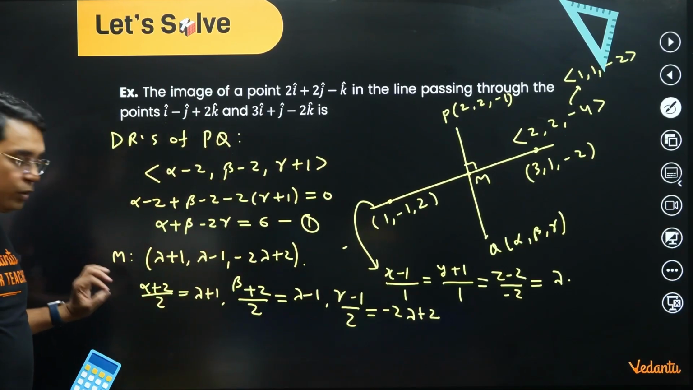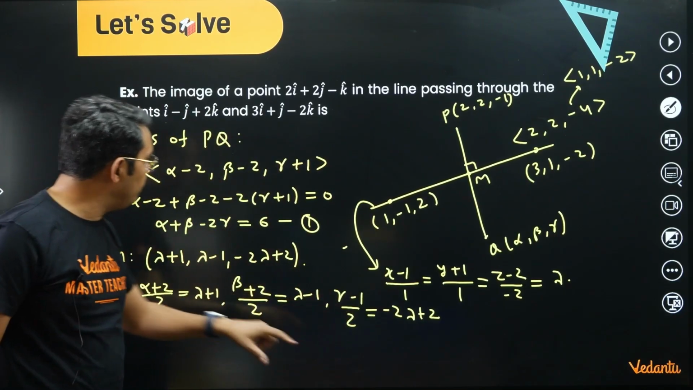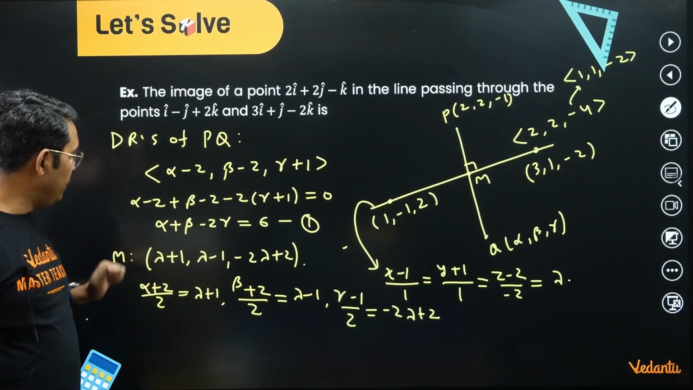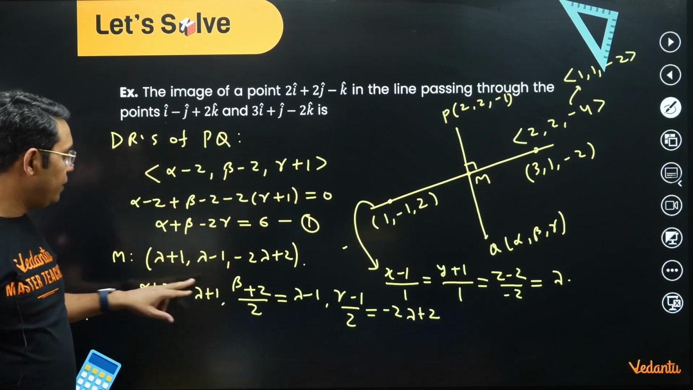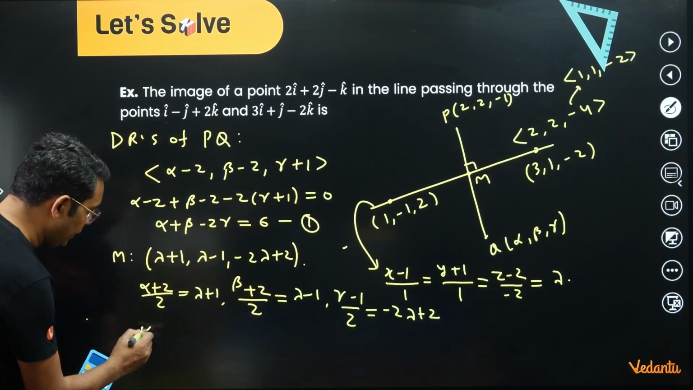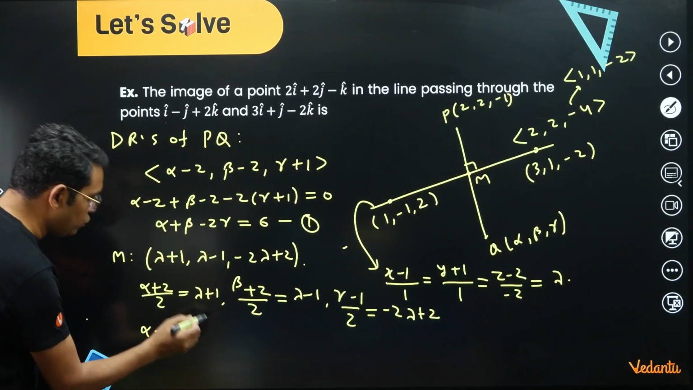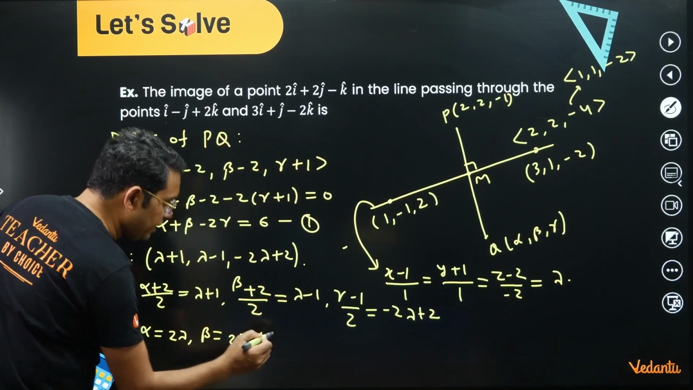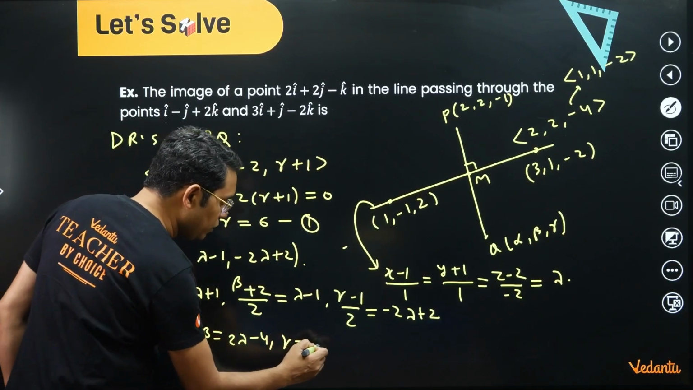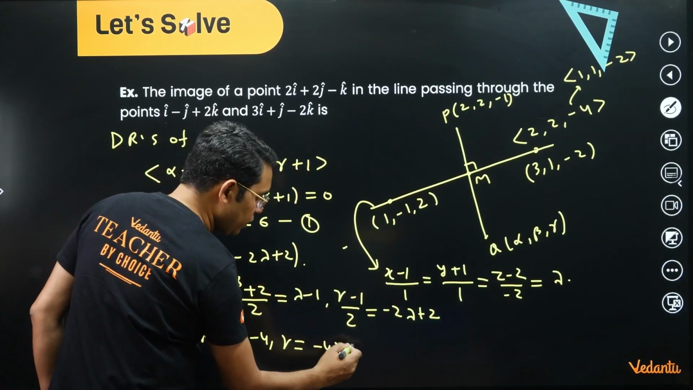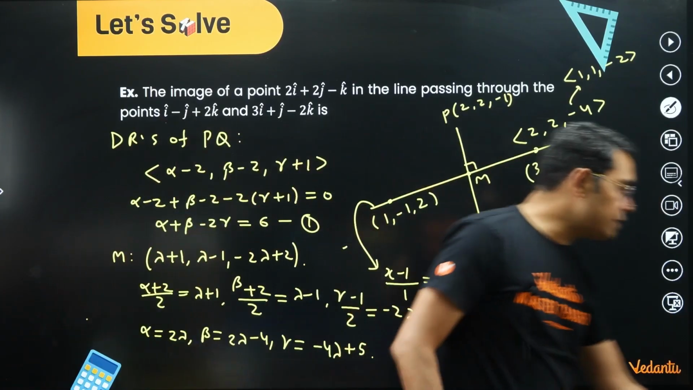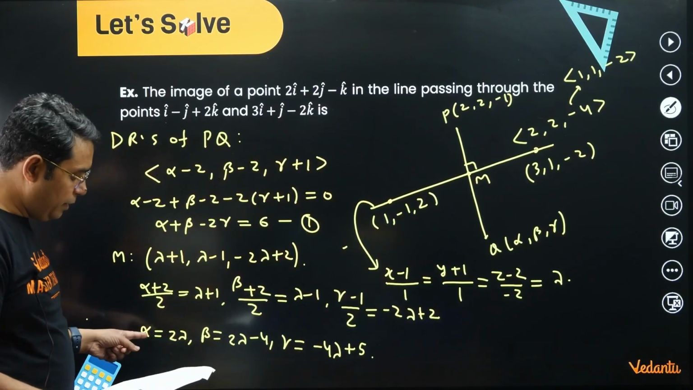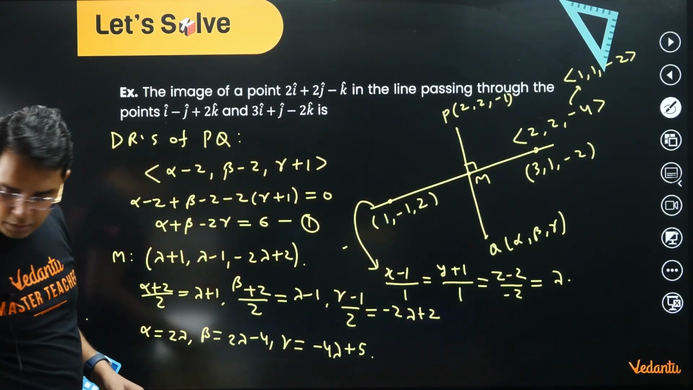Okay, now we can put the values of alpha, beta and gamma from here in this equation number 1, and that will give us the value of lambda. And using this lambda, we can say what will be the values of alpha, beta and gamma. Let me write this in terms of lambda. Alpha will be equal to 2 lambda plus 2 minus 2, so only 2 lambda. Beta will be equal to 2 lambda minus 2 minus 2, so minus 4, and gamma will be equal to minus 4 lambda plus 4 plus 1, so 5. So these are the values of alpha, beta, gamma I am getting. Alpha will be equal to 2 lambda. Yeah, I think that's correct.